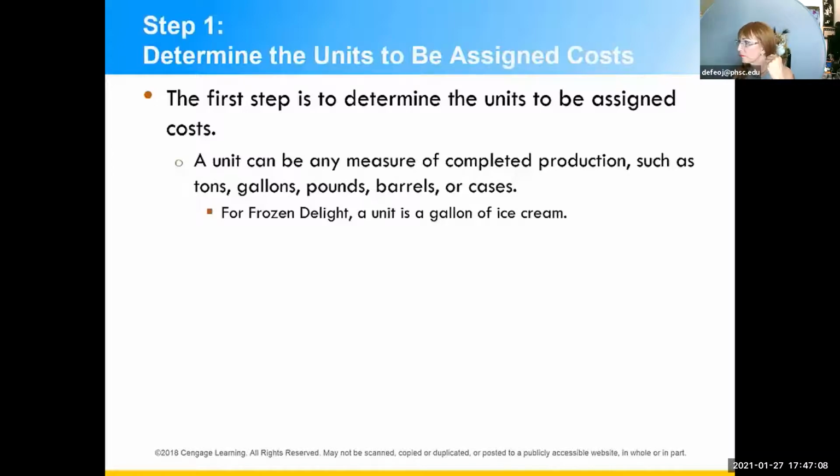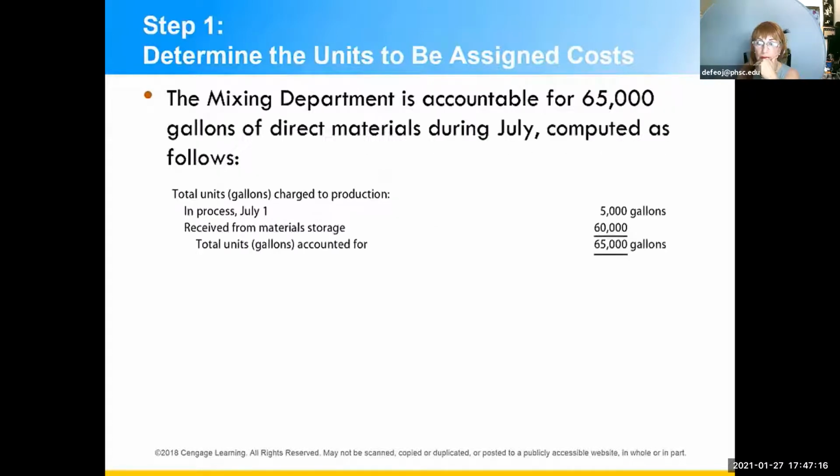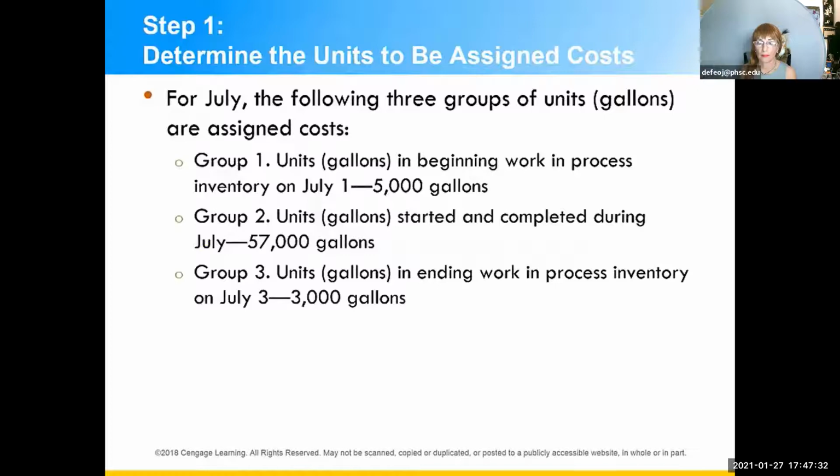The first step is to determine the physical units to be assigned costs. In the case of Frozen Delight, a physical unit is a gallon of ice cream. Beginning inventory on July 1st was 5,000 gallons. During July, 60,000 gallons were placed into production. Therefore, there are 65,000 gallons to be accounted for by the mixing department. The 65,000 gallons to be assigned cost consists of 62,000 gallons completed and transferred to packaging in July, plus 3,000 gallons still in process at the end of July.